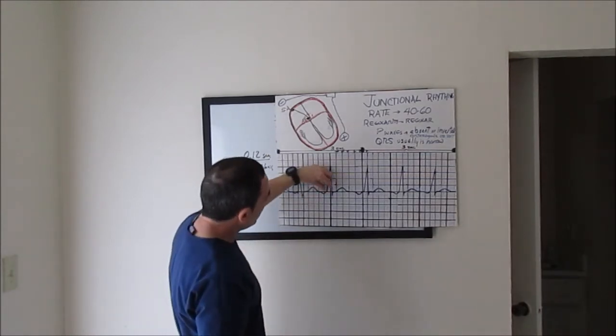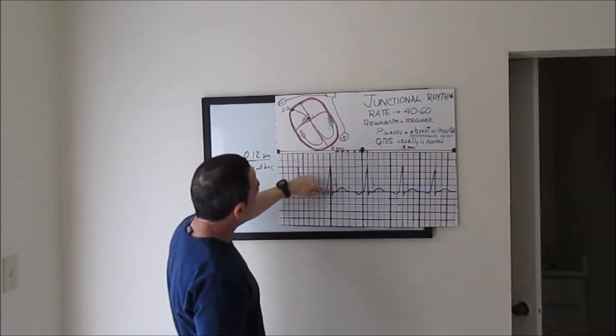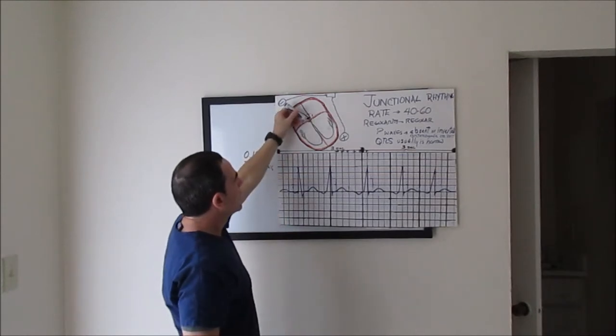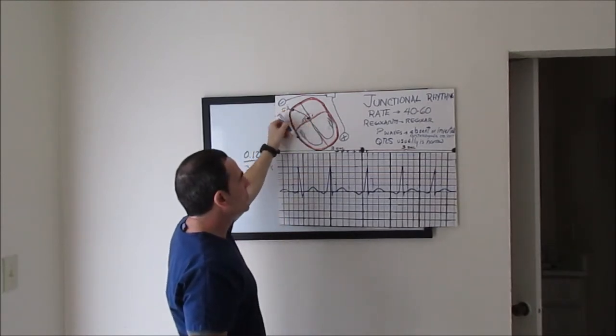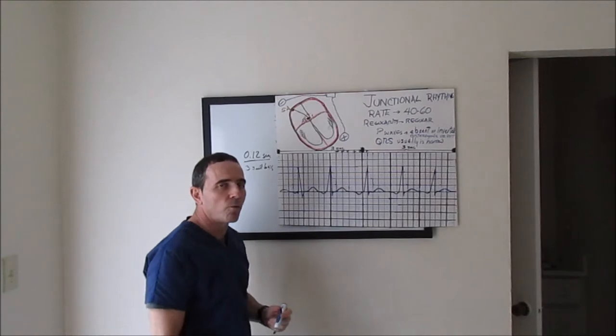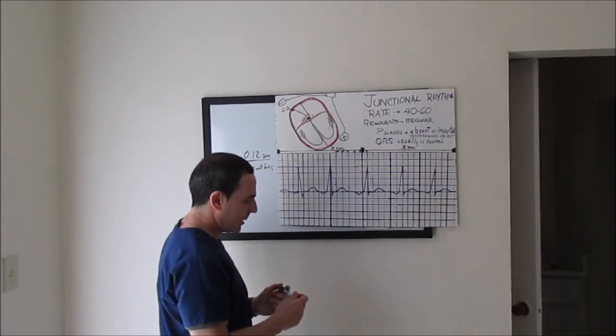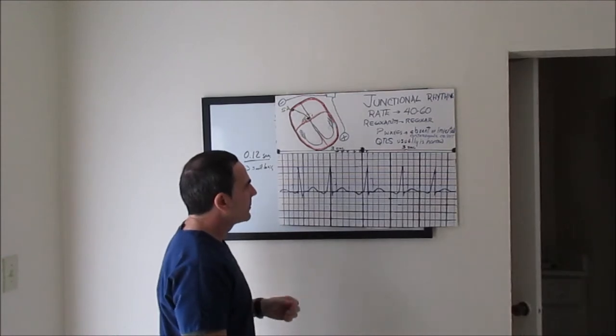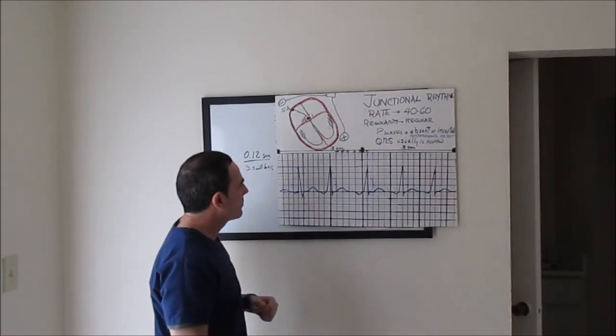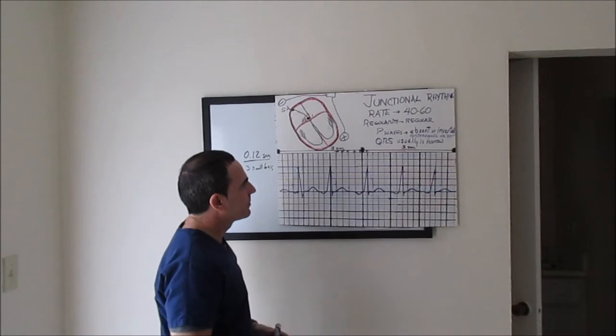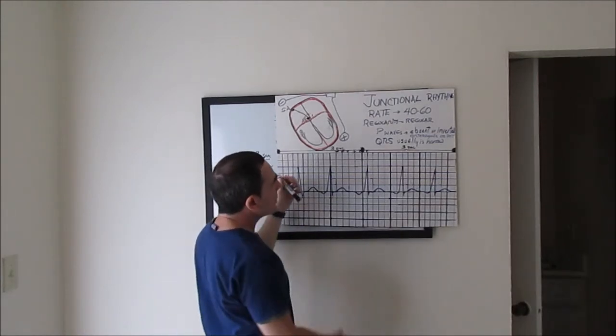It's narrow, the QRS. Why is the QRS narrow? Because the impulse goes through the normal conduction pathway, and there is no problem with this.